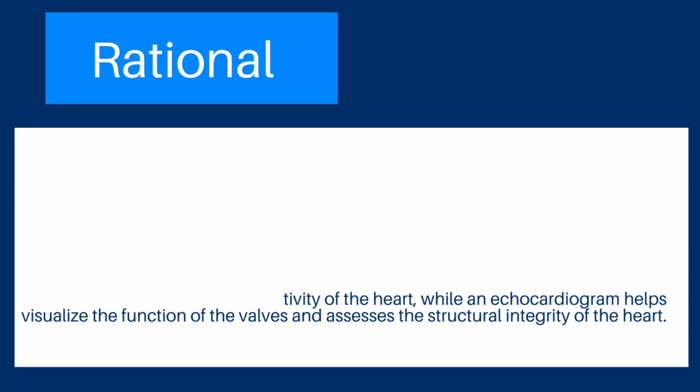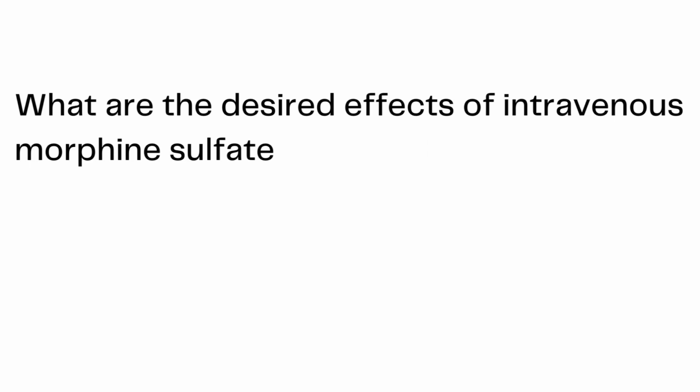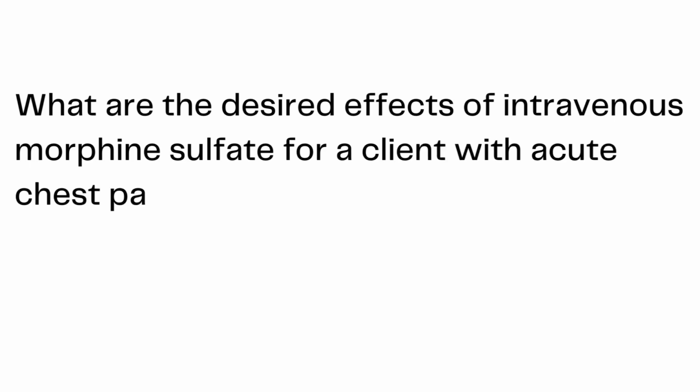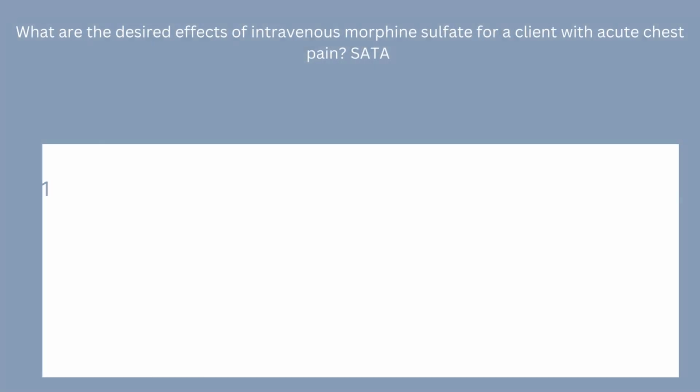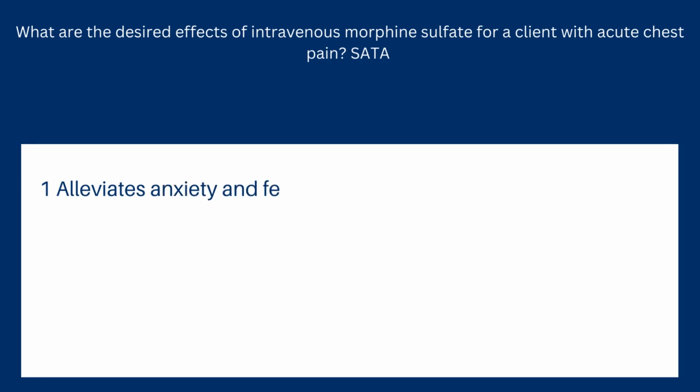of the heart. Question 4. What are the desired effects of intravenous morphine sulfate for a client with acute chest pain? SATA. 1. Alleviates anxiety and fear.